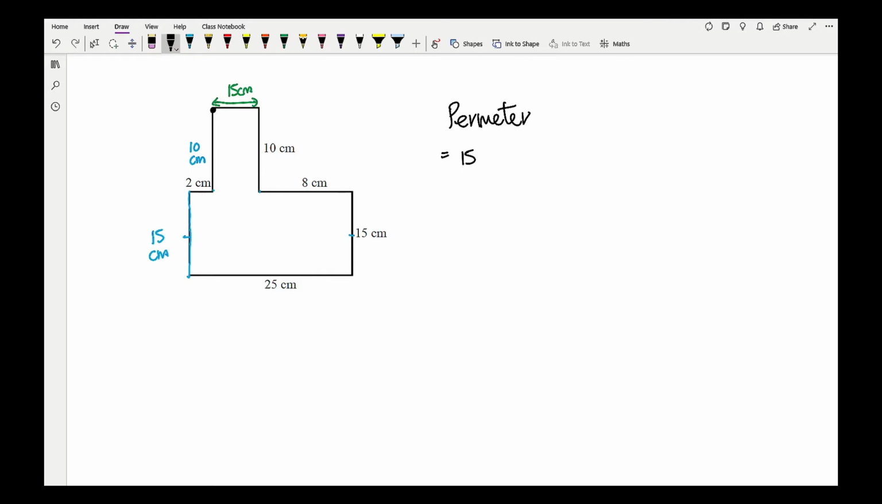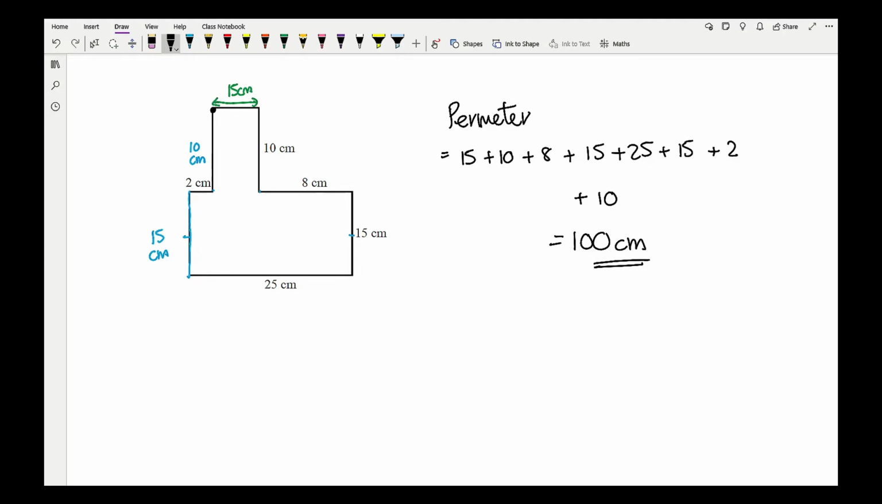So here I've got 15 plus 10 plus 8 plus 15 plus 25 plus 15 plus 2 plus 10. And again, adding all of those up, I get a final answer of 100, and it's going to be in centimeters, and there is my final answer.